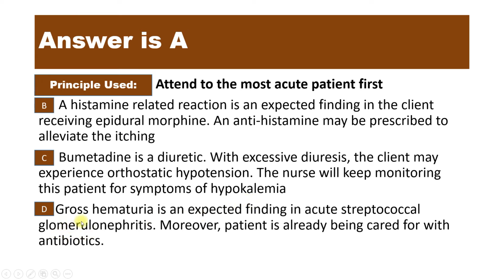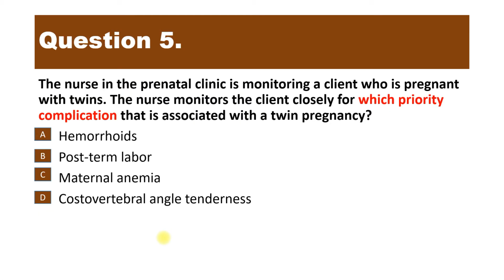Yes, then the patient with gross hematuria, that is an expected finding in acute streptococcal glomerulonephritis. Moreover, the patient is already being cared for with antibiotics, so no need to worry. Alright, let's go for the next question. Question 5. The nurse in the prenatal clinic is monitoring a client who is pregnant with twins.